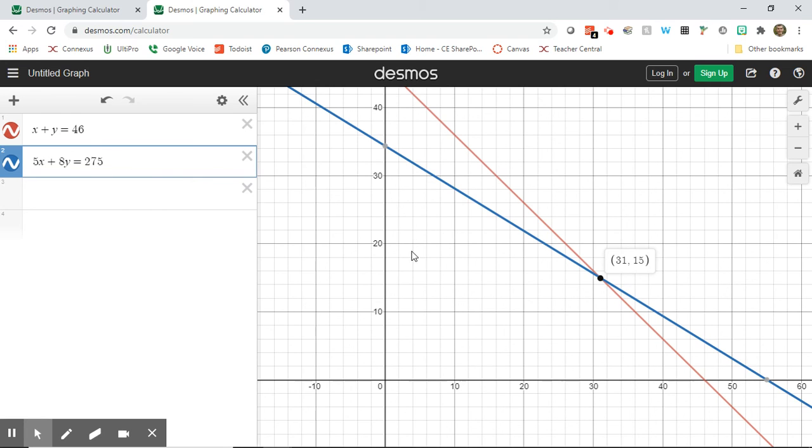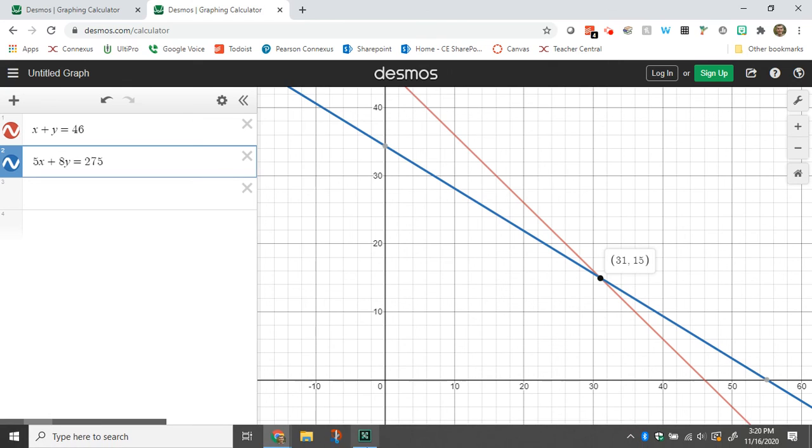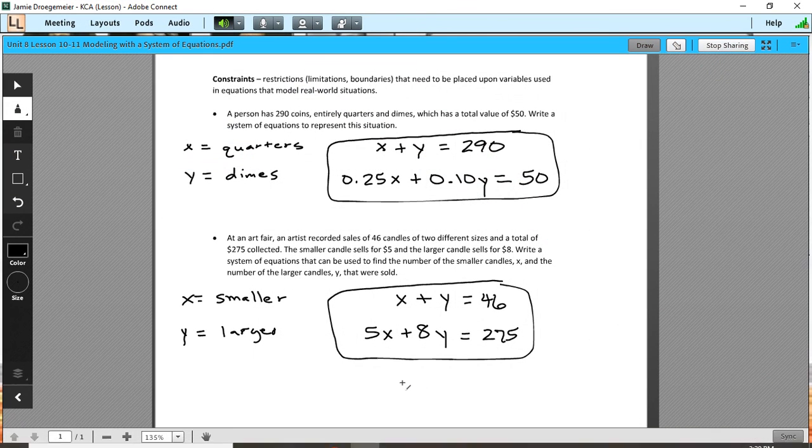Again, constraint-wise, no negative values. We can't have a negative number of candles. So that's where that vocabulary term that we mentioned, constraints, comes in.